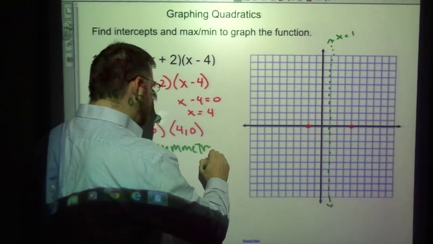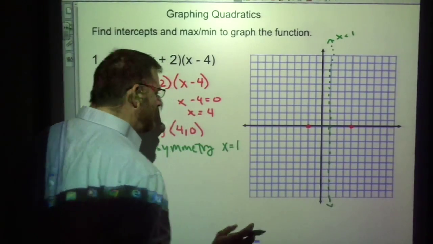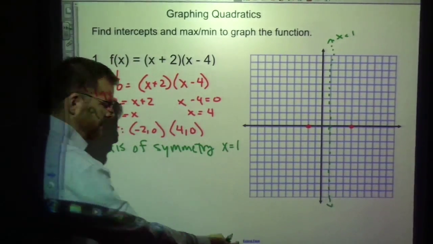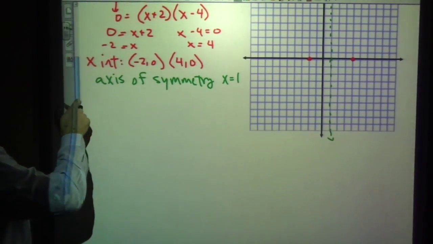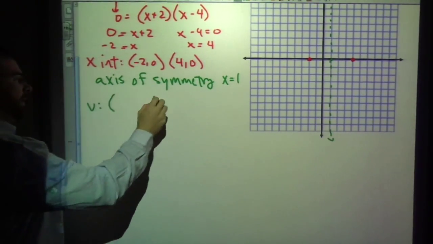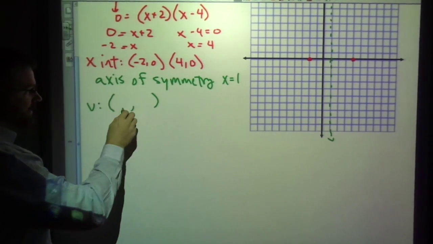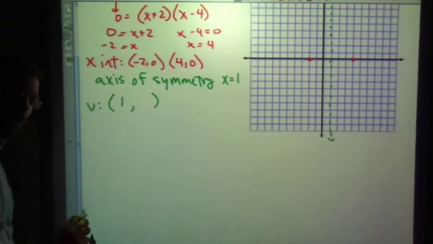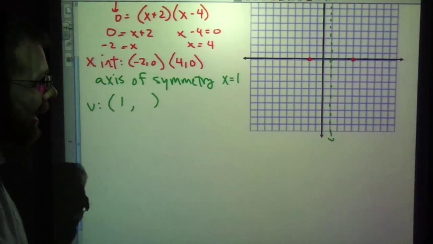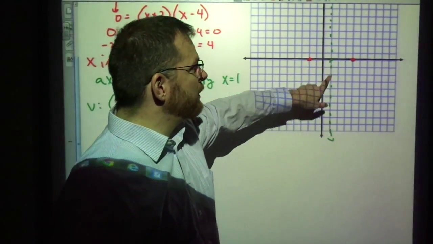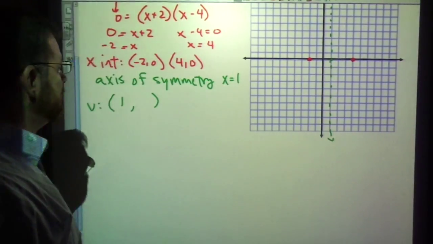That is the middle of the graph. And I know that for my vertex, the max and the min are called the vertex, but the vertex would have to lie on that line someplace. So the x part of that is 1. Now I don't know how high or how low. It could be anywhere up here or anywhere down here. It could be a max or it could be a min.